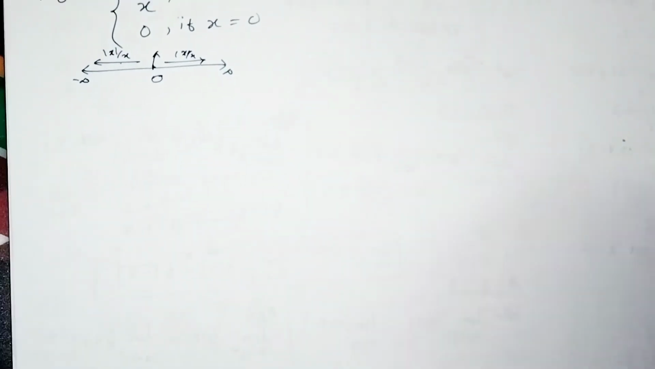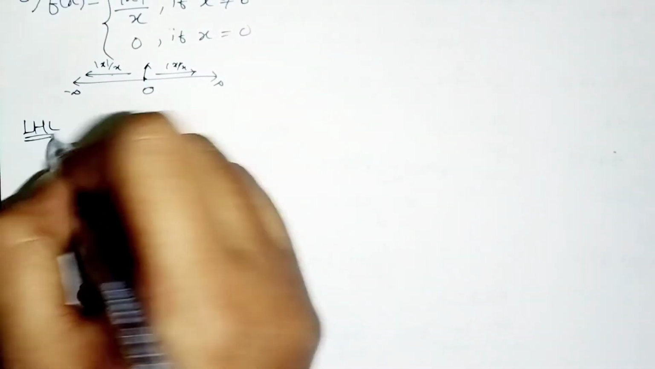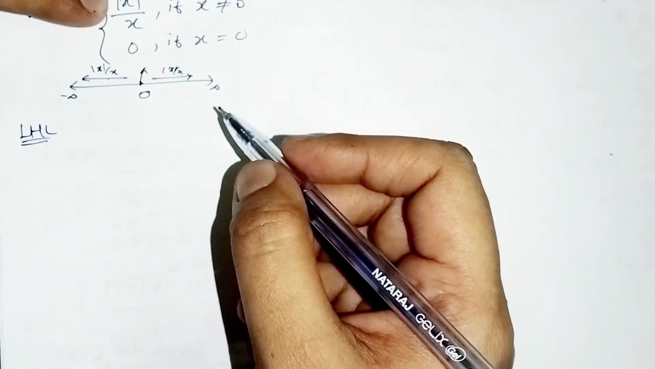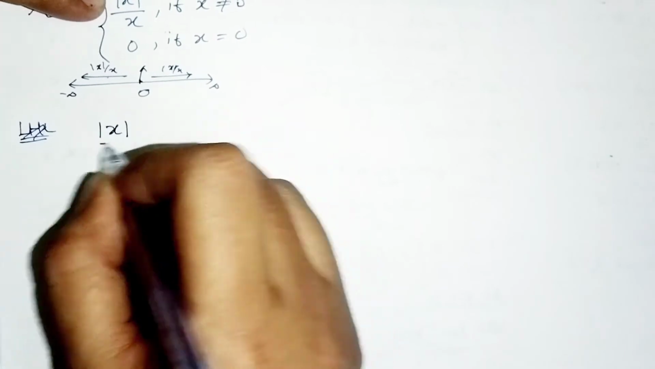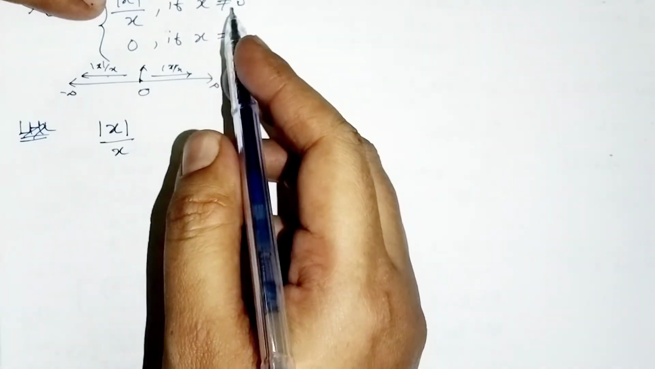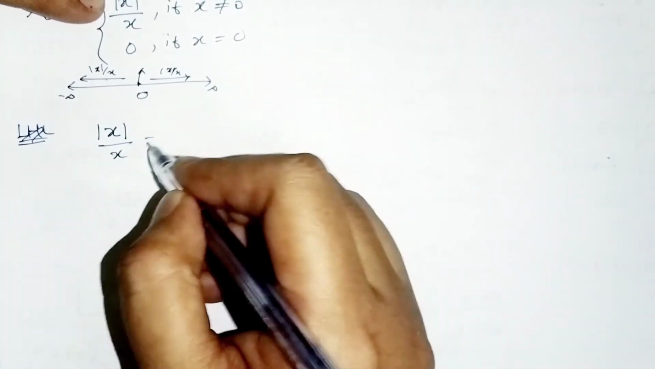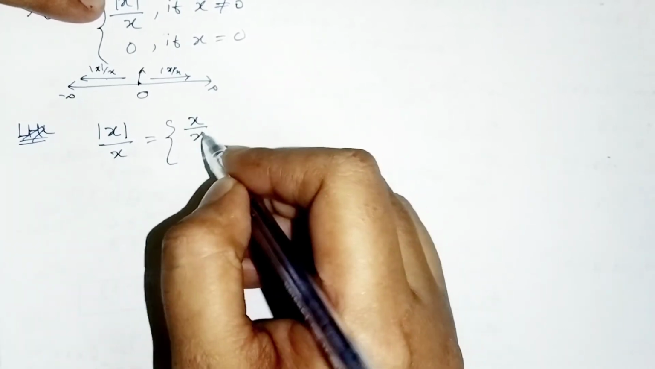Let us do the question. Left hand limit, and before that we will simplify this modulus. So modulus x by x, only for the numerator we need to do, the value is 0, inside we don't have any number, so then that will become x by x.